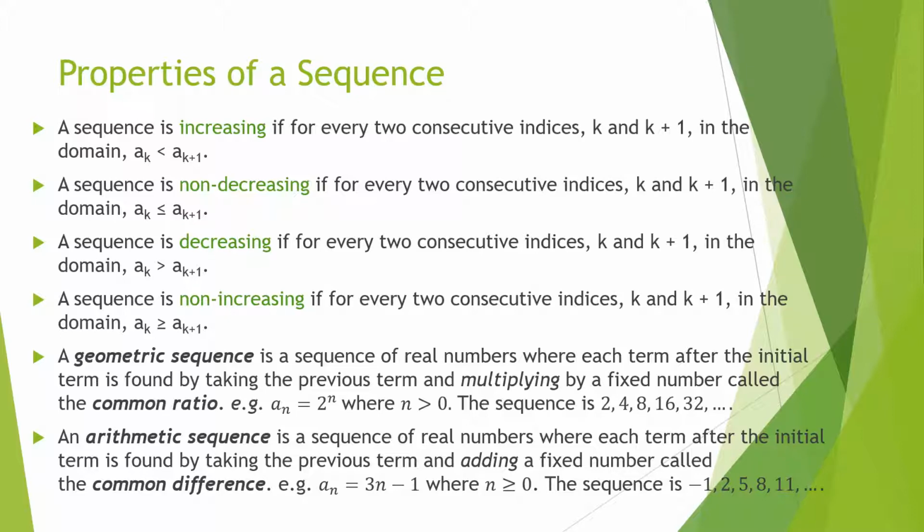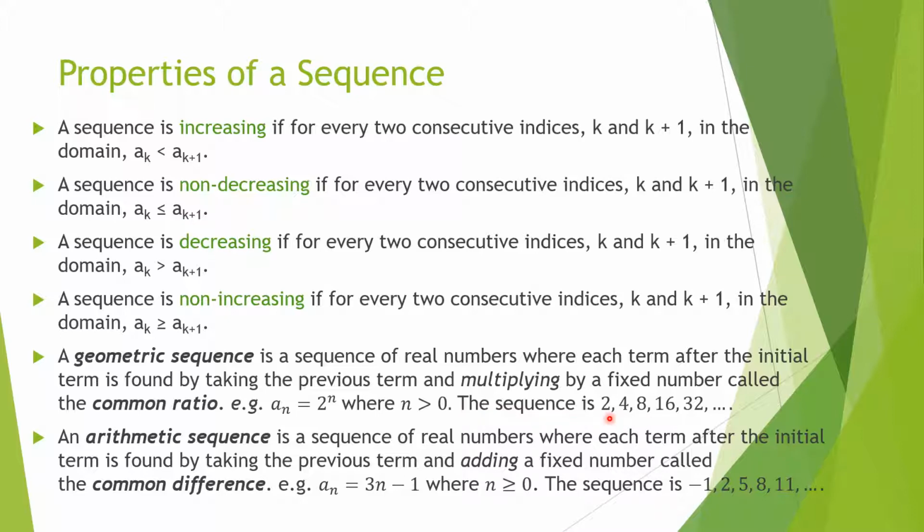Then we define two specific types of sequences. One is called geometric sequence, one is called arithmetic sequence. A geometric sequence is a sequence of real numbers where each term after the initial term is found by taking the previous term and multiplying it by a fixed number called the common ratio. For example, a_n equals 2 to the power n is the explicit formula of a geometric sequence where n is any positive integer. So the sequence looks like this.